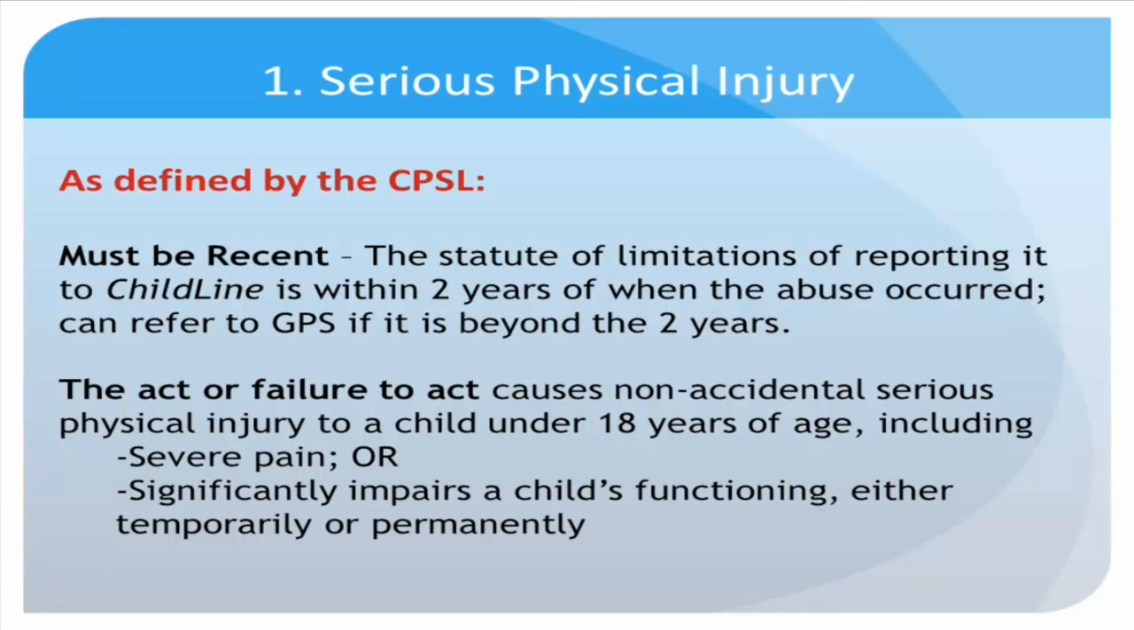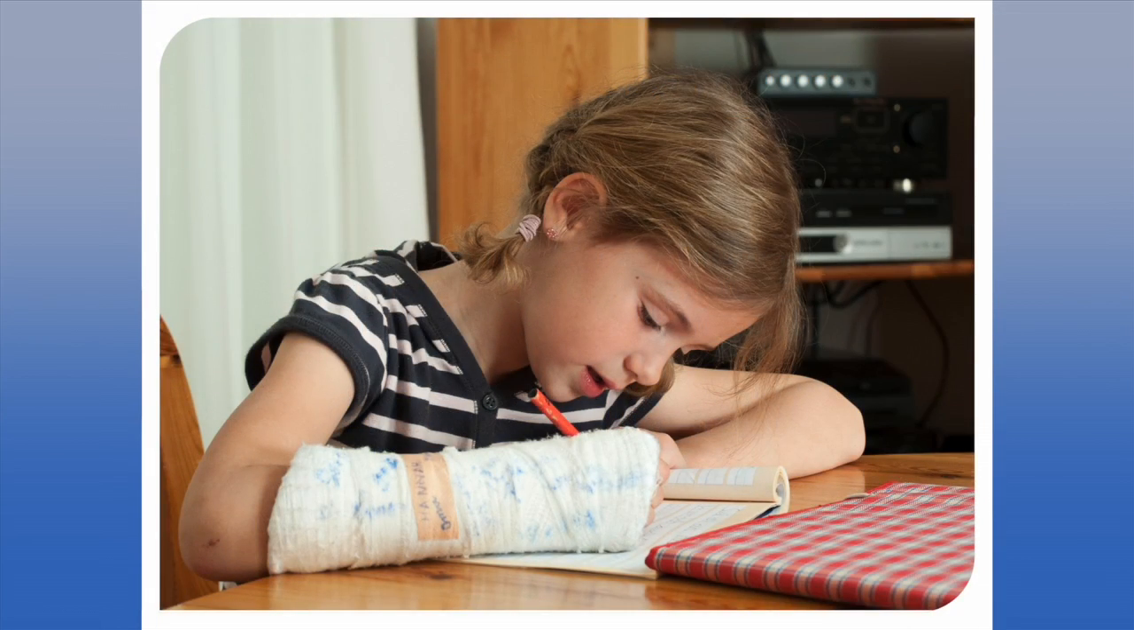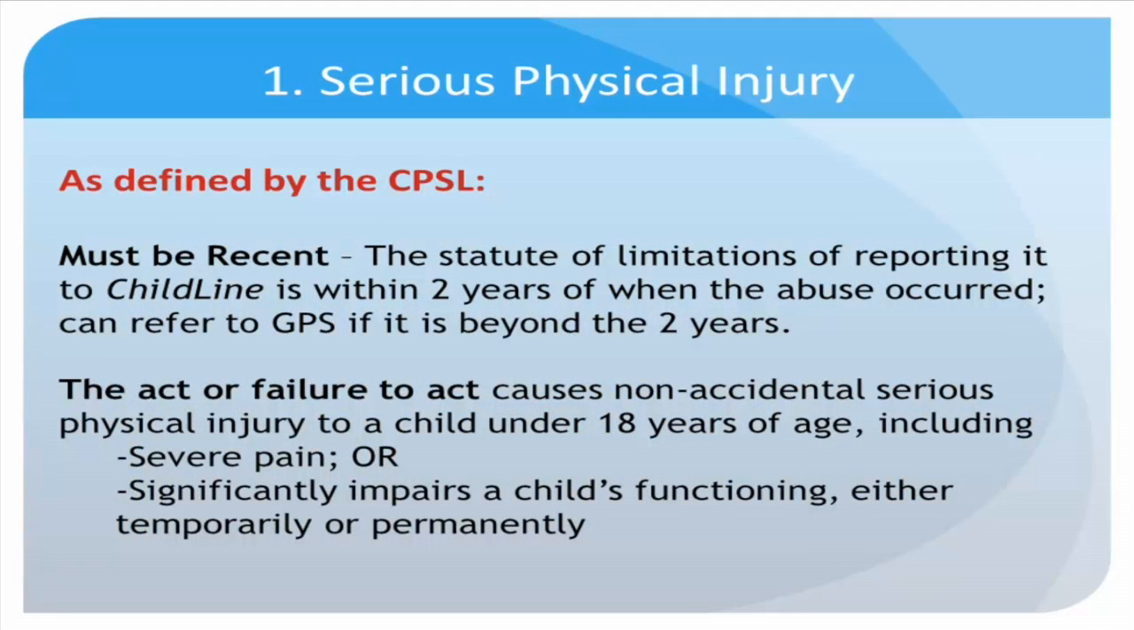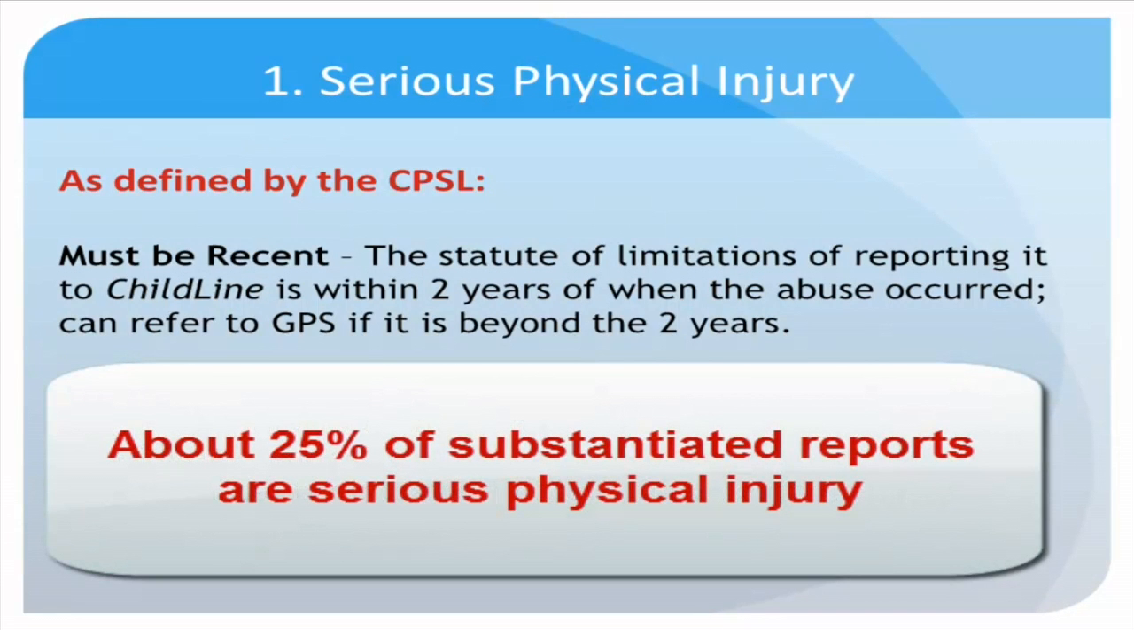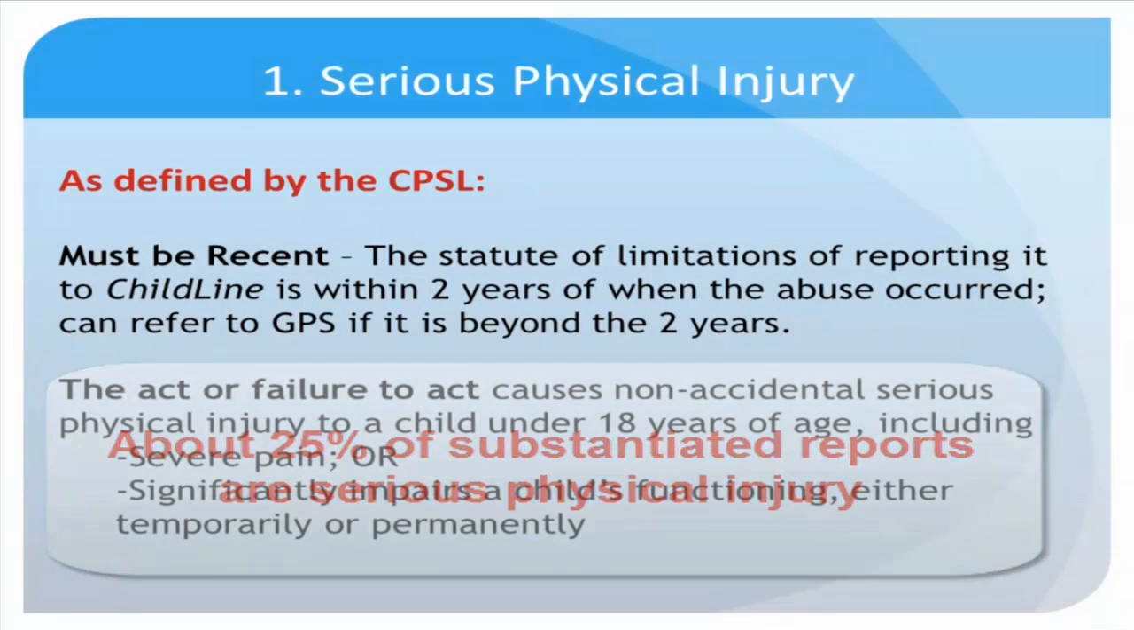For a physical injury to qualify as abuse, the law qualifies it in one of 2 ways. Either it causes the child severe pain, or it significantly limits the child's functioning, either permanently or temporarily. The qualifier here is that the child's injuries cause him or her to lose the ability to do something. This would refer to a non-accidental type of injury to a child. Approximately 25% of the substantiated reports in Pennsylvania are for serious physical injury.